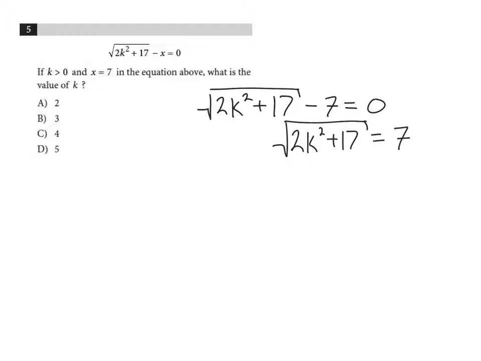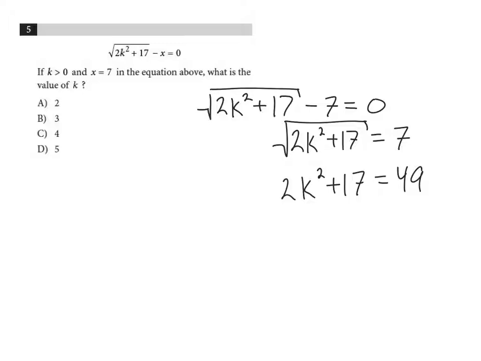Okay, now to undo the square root, we're going to square both sides. On the left, we'll end up with 2k squared plus 17 equals, and then square the right side, we'll get 49. And now we're going to solve this equation.